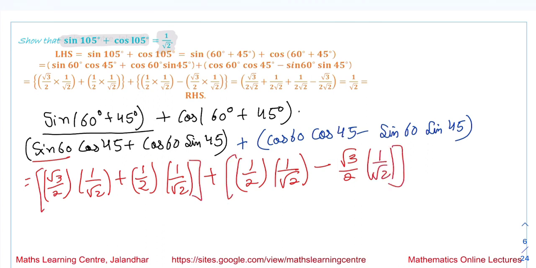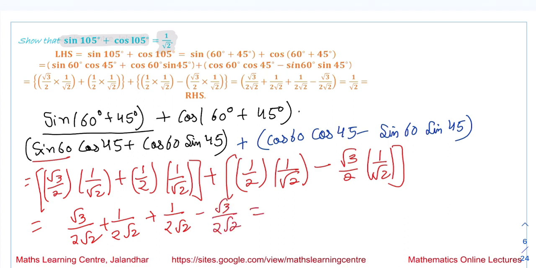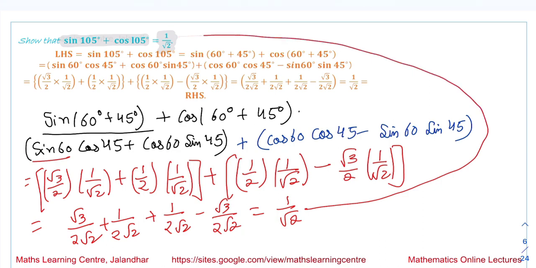So on solving these values, the final answer that we will obtain is root 3 by 2 root 2 plus 1 by 2 root 2 plus 1 by 2 root 2 minus root 3 by 2 root 2, and the answer comes out to be 1 by square root 2. This is our final answer, and this is what we have to prove. Next we have to calculate the value of some particular angles.